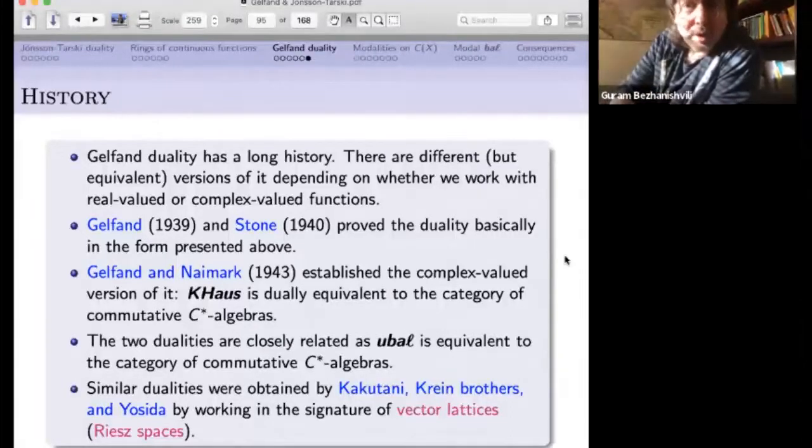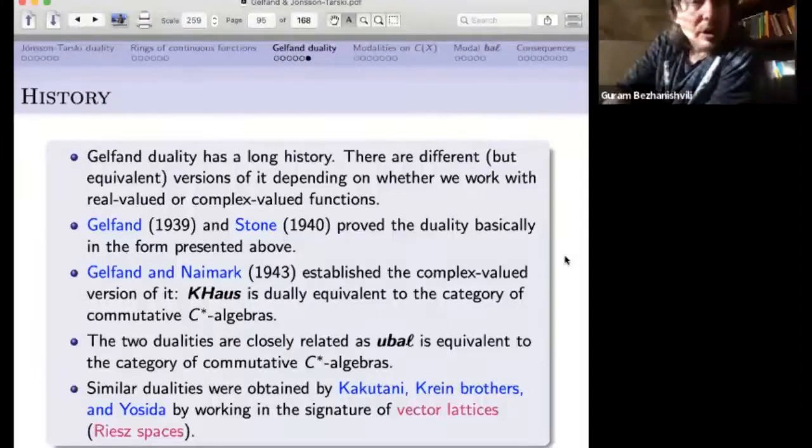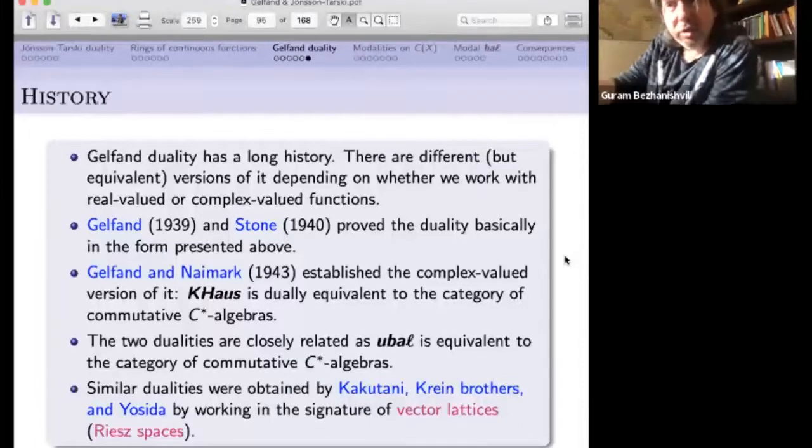So now the question becomes, what are the connections between Jónsson-Tarski duality and Gelfand duality, right? Jónsson-Tarski duality takes Stone duality and tells us how to incorporate operations on Boolean algebras into Stone duality. So a natural way now is to take Gelfand duality and talk about how to incorporate additional operations on these rings of continuous functions into the picture.